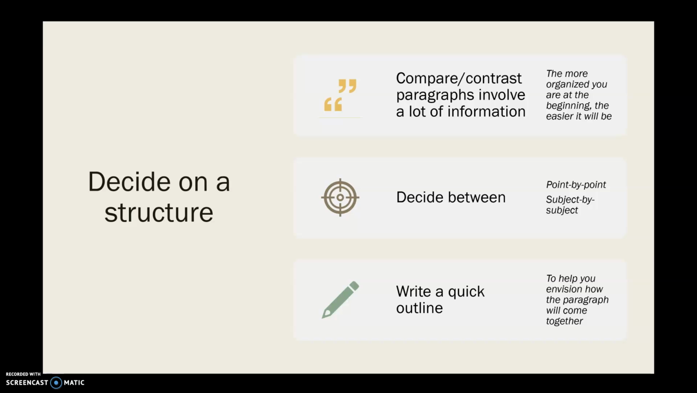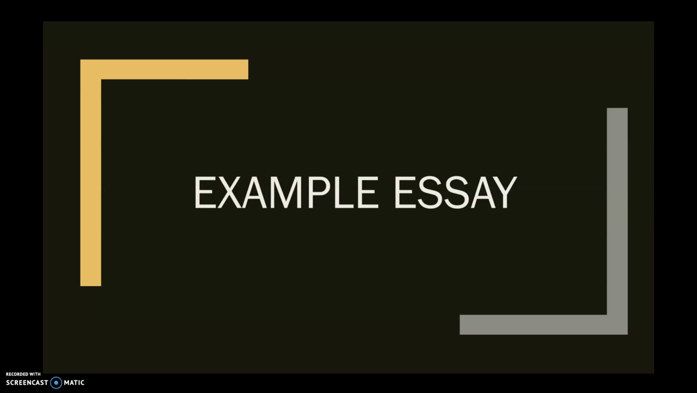You need to decide whether you want to use a point-by-point or a subject-by-subject structure. Those are the two structures we talked about in the last PowerPoint. And then you want to write a quick outline to help you envision how the paragraph will come together ultimately. And then once you've done that, you'll be ready to start writing.